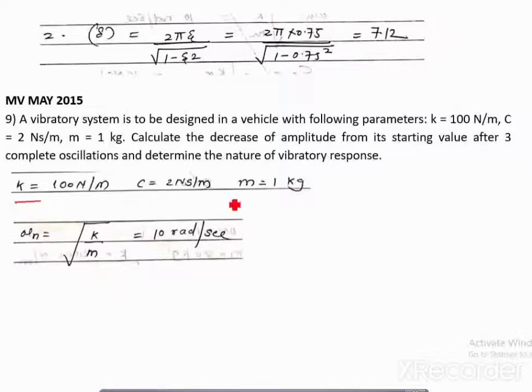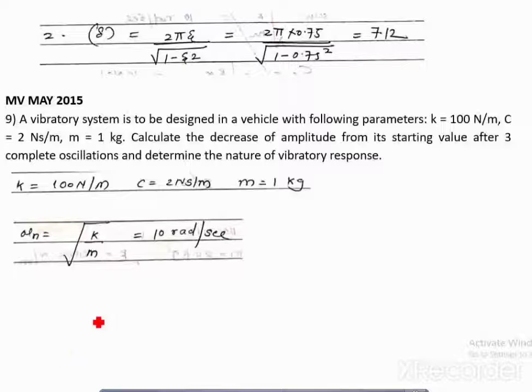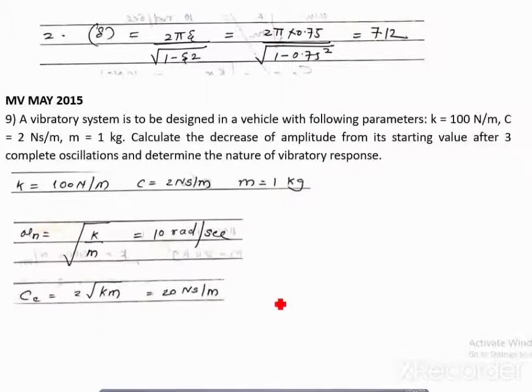If K is not given, or if either K or M is not given, then you have to first find delta, then find zeta, then omega d and omega n, and then C. So you have to go in reverse. But in this case, directly find omega n. Now, omega is 10. Now you can find Cc, 2m omega n, or 2 into square root of K upon n. Same formula. Okay.